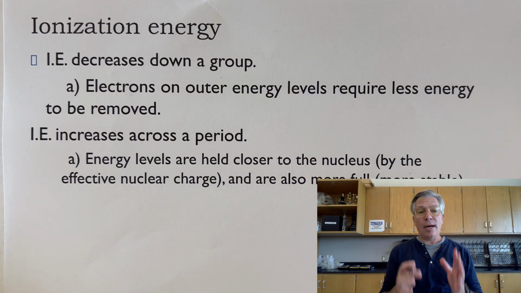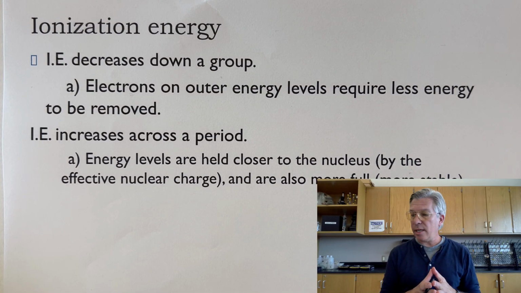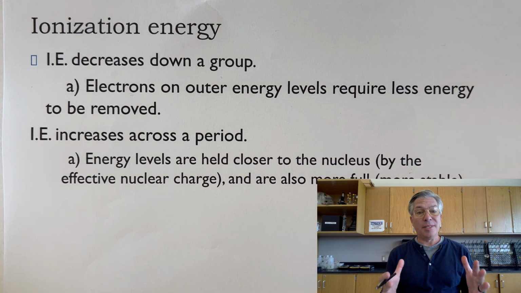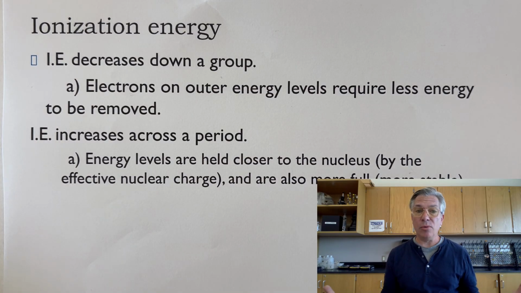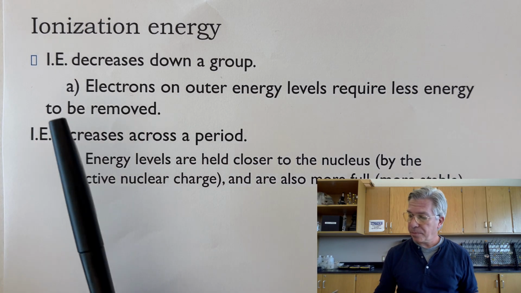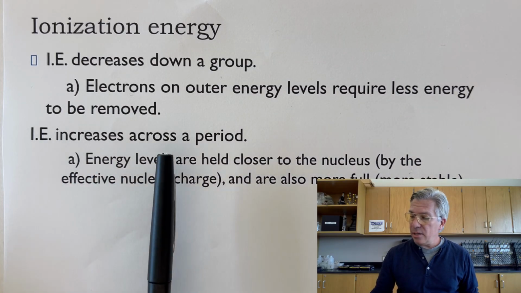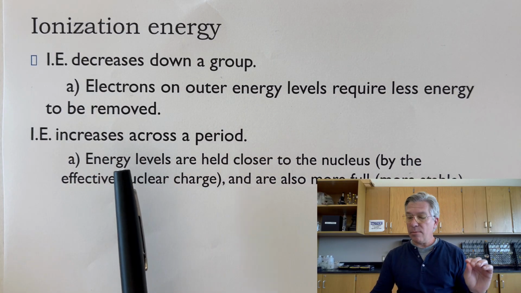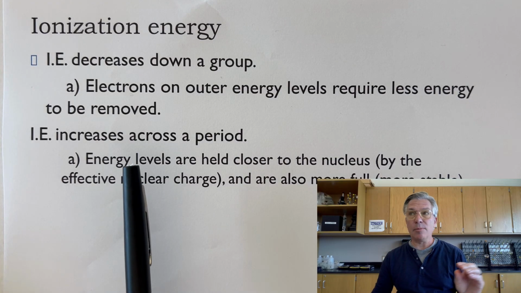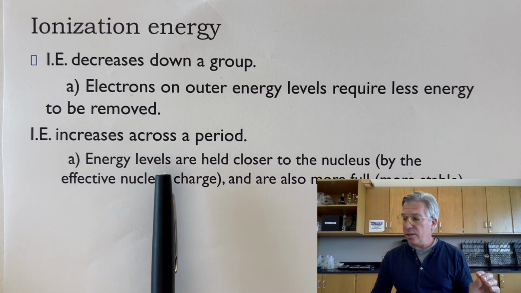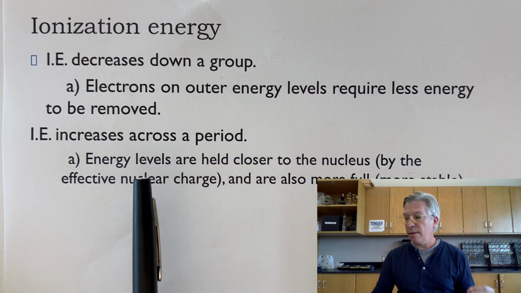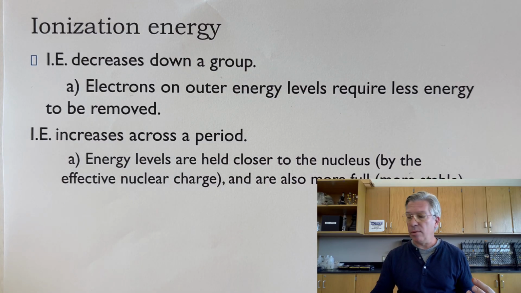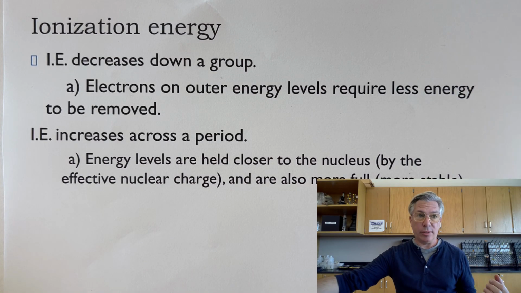Ionization energy decreases down a group because the atoms get bigger down the group, right? Those outer electrons are farther from the nucleus, the bigger the atomic radius is, so they're more easily removed with less energy. So that's part A. And it increases across a period kind of for the same reason that the atoms get smaller across the period. The energy levels are held closer to the nucleus by that effective nuclear charge, those extra protons, and are also more full, a little more stable too. But mostly it's the effective nuclear charge.